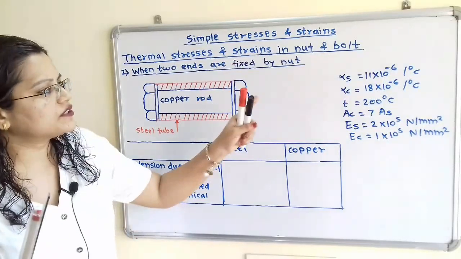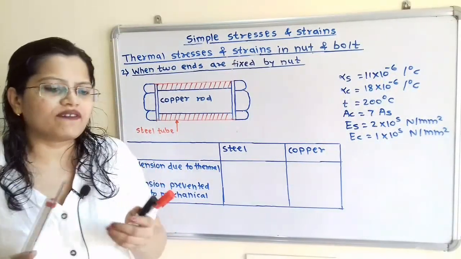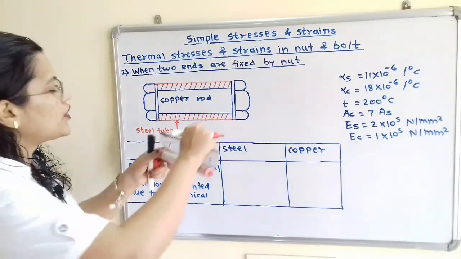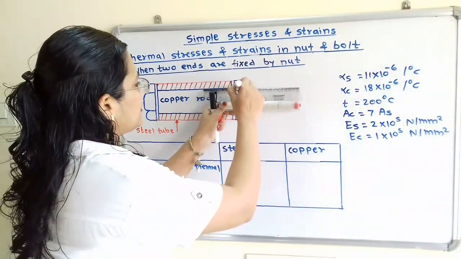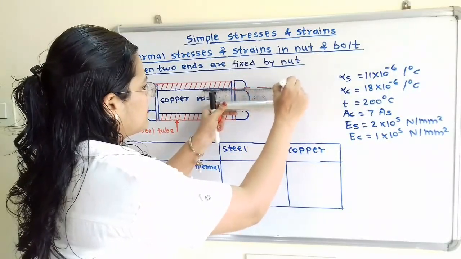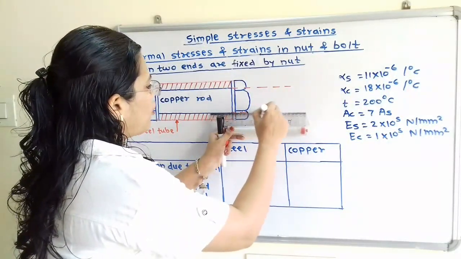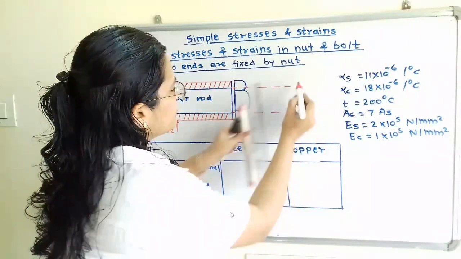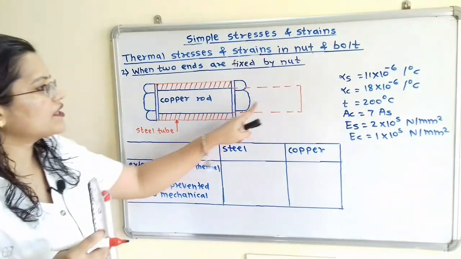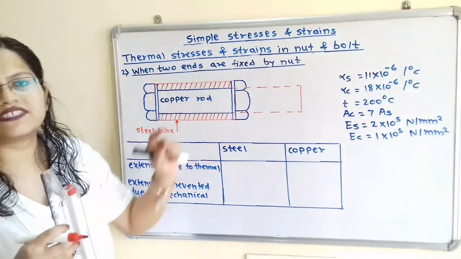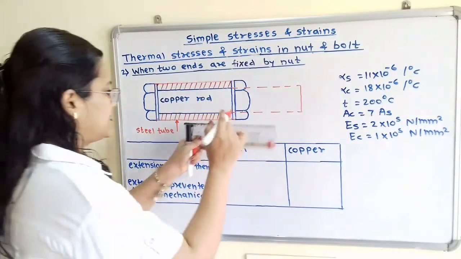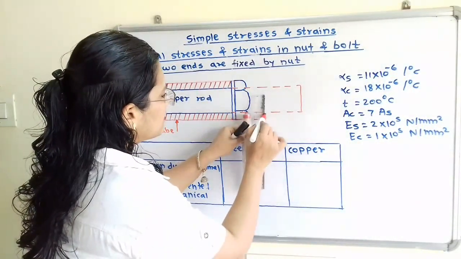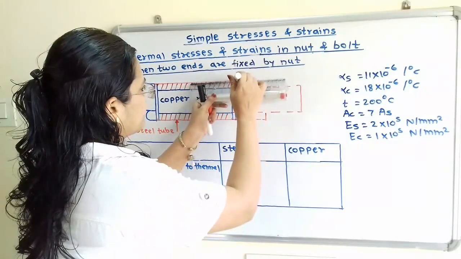So if we observe the value of coefficient of linear expansion, it is greater in copper. So we will show here the free expansion in the copper rod. We will show it in the form of a dashed line. Now this is more than the steel because for steel the value of alpha is less. So for steel also we will show the free expansion.